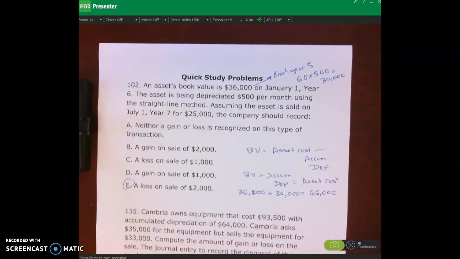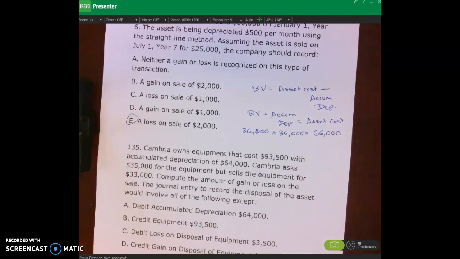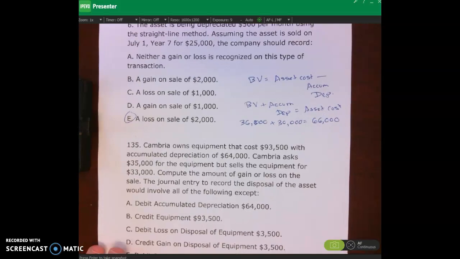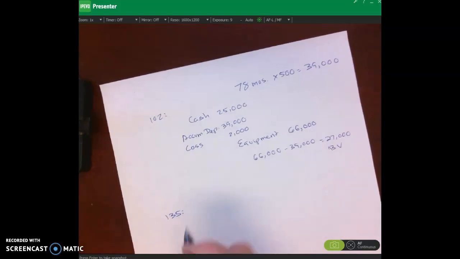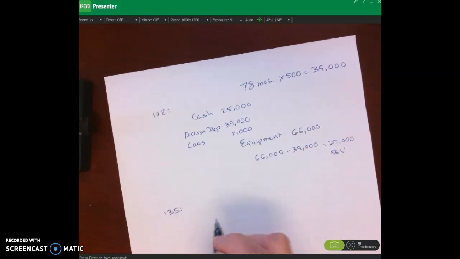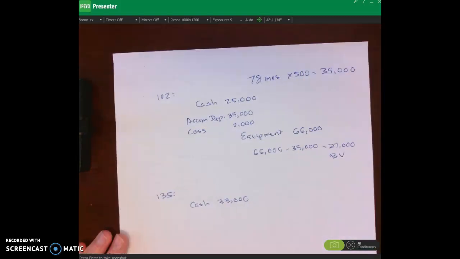Okay. Let's look at number 135. Our company owns equipment that costs $93,500 with accumulated depreciation of $64,000. They sell the equipment for $33,000. Compute the gain or loss. So let's come over here. We'll put 135. We know we sold it for $33,000 cash. We'll debit cash for $33,000. This one's easier than 102.